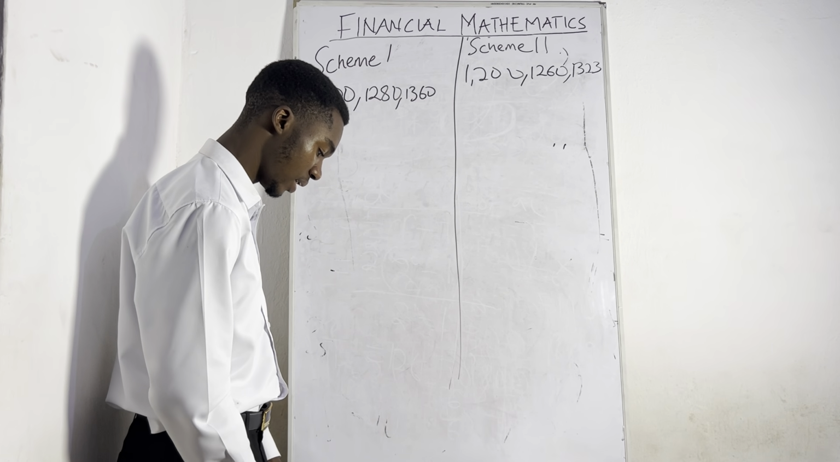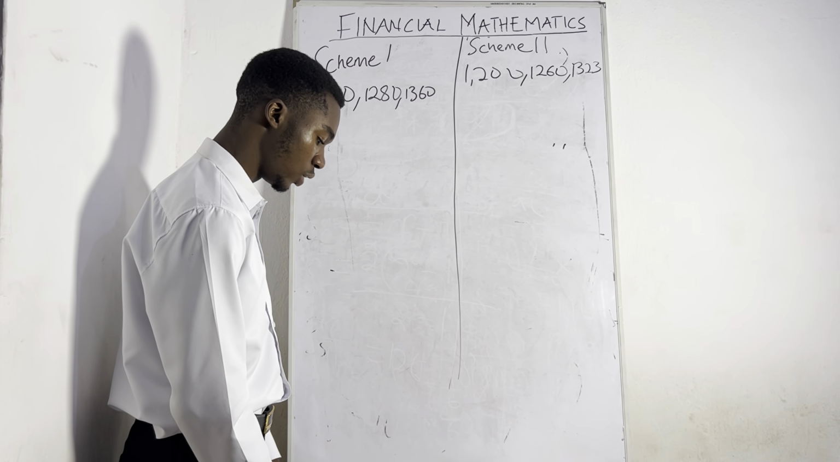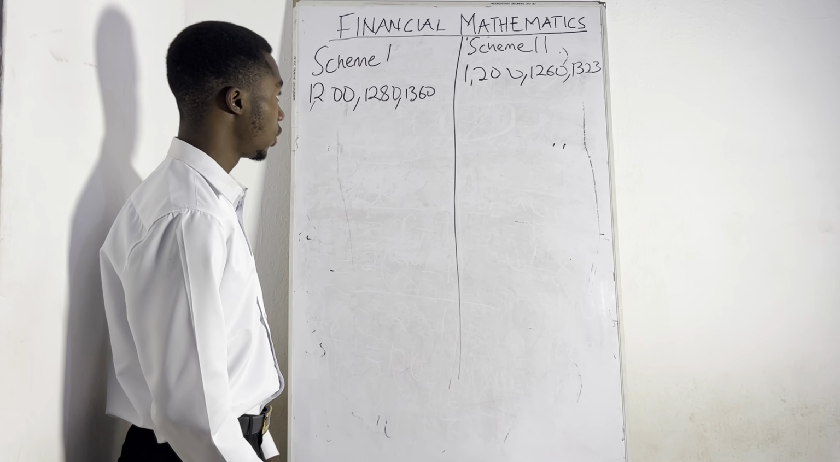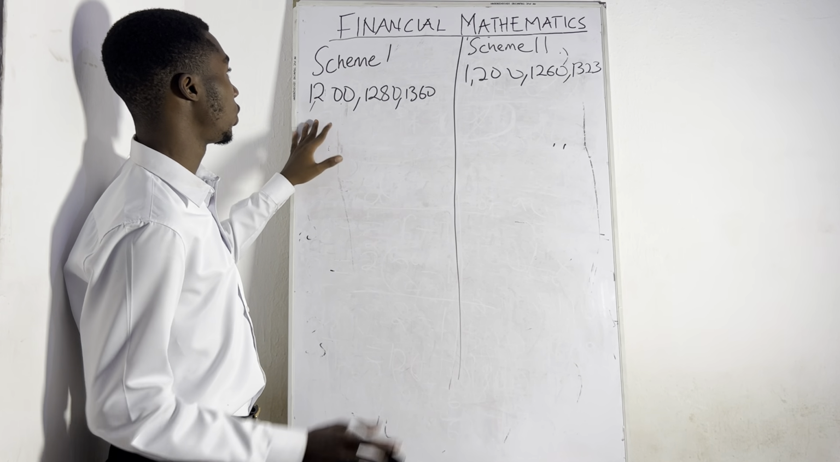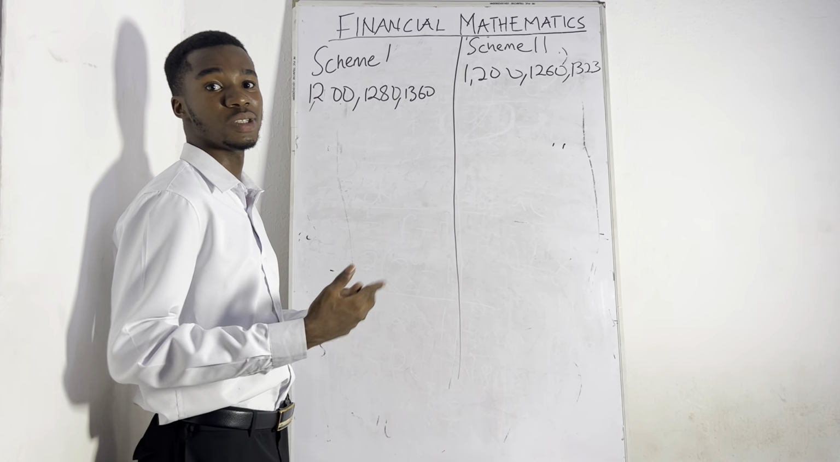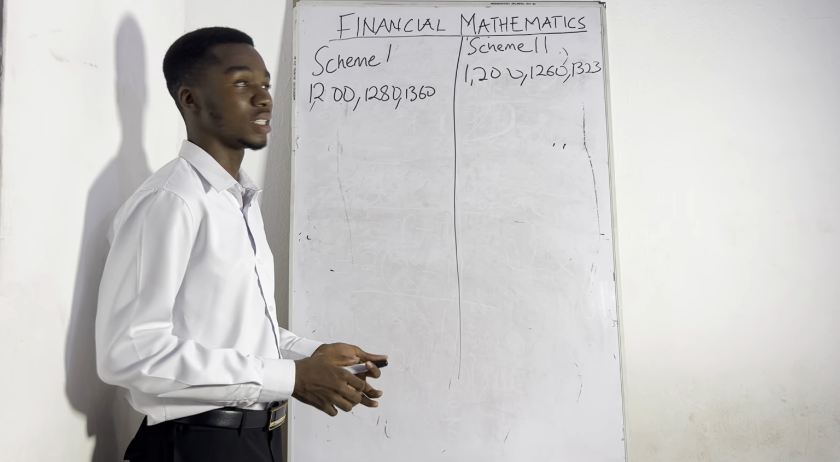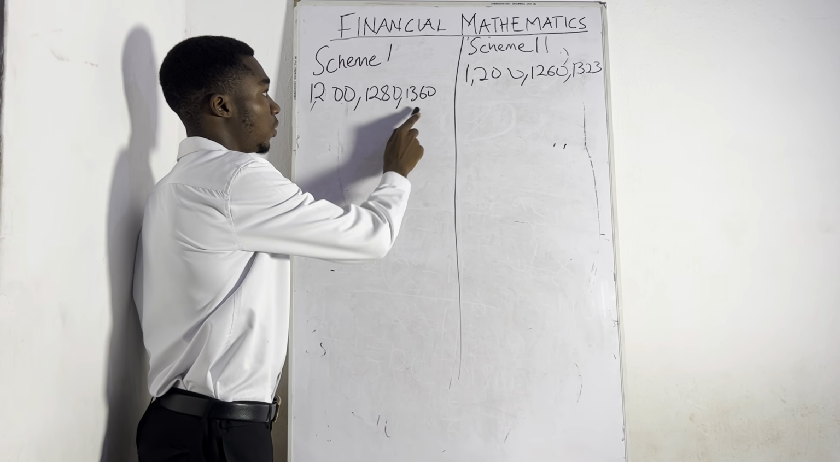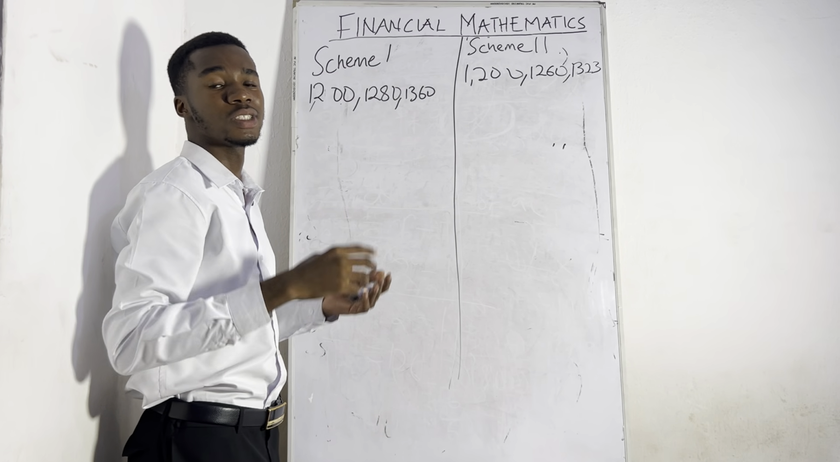So the first one says, find the outputs in week 20 under each scheme. We'll just start with scheme 1. So it's just asking for the 20th term. Output in week 20 is the same as the 20th term. This is what you are getting in week 1, what you are getting in week 2, what you are getting in week 3. You get it. So it's asking you for what you are going to get in week 20.